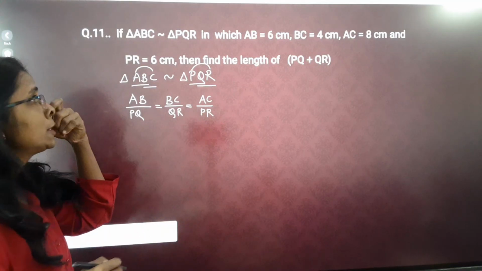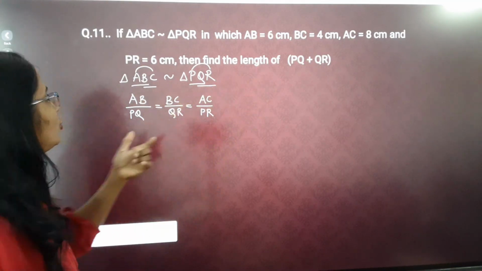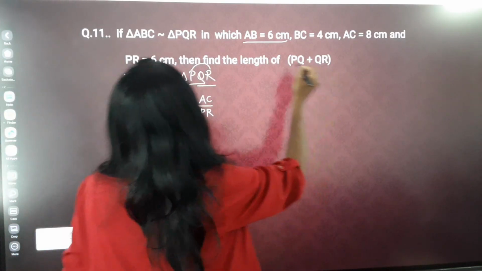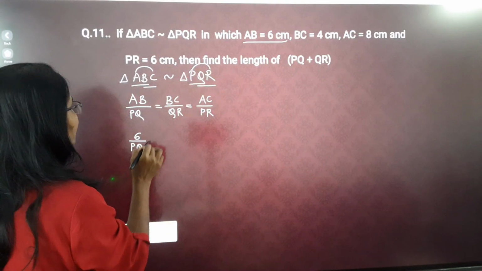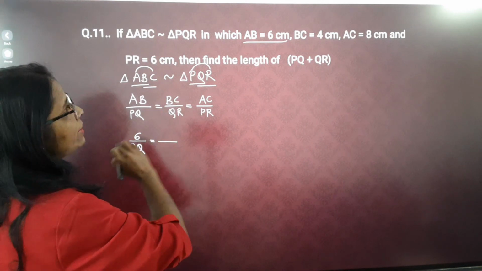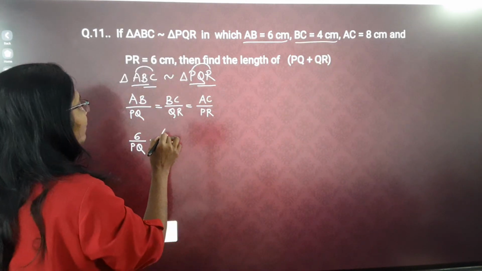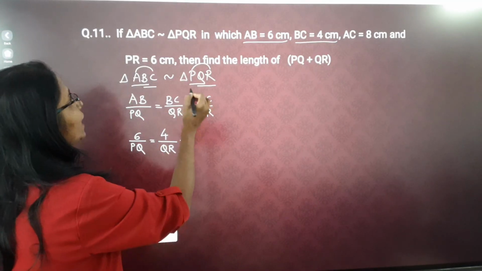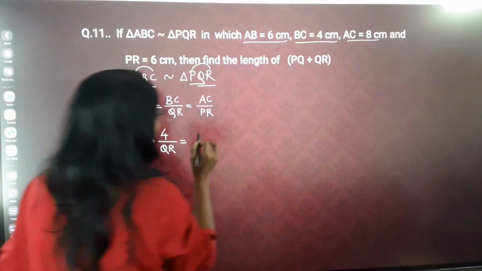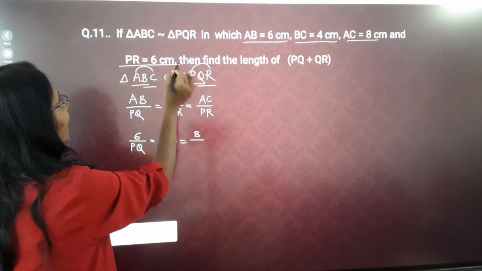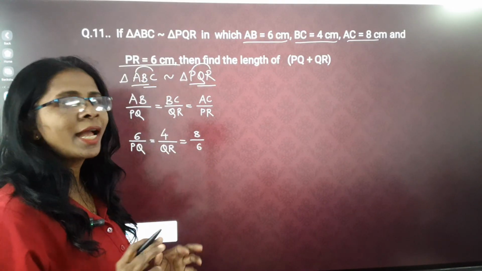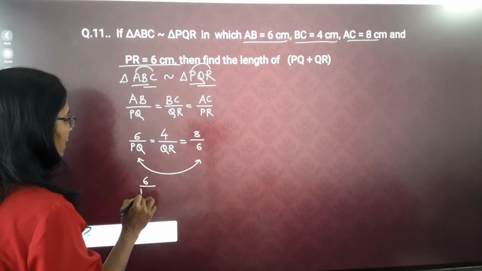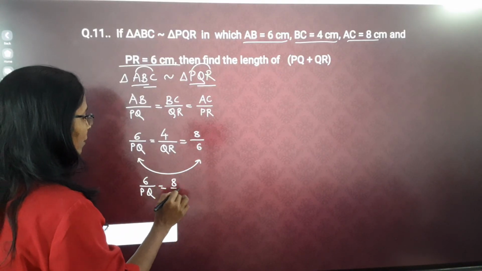Now here, students, we can substitute the given values. AB is equal to 6, PQ is not given, so we write it as it is. BC is 4 cm, so I write 4. QR is not given, so I write it as it is. AC is 8 cm, so I write 8, and PR is 6. One by one I take two ratios. First I take these two ratios: 6 upon PQ is equal to 8 upon 6.